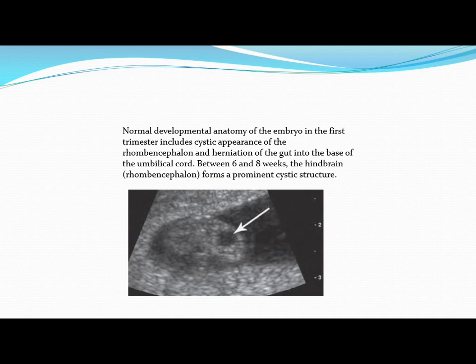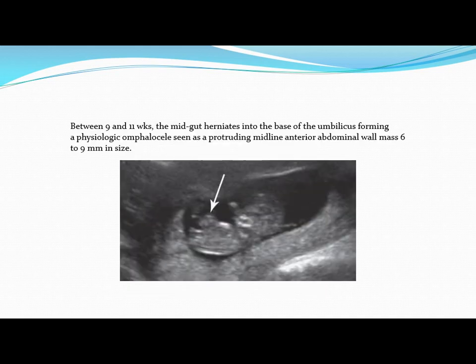Normal developmental anatomy of the embryo in the first trimester includes cystic appearance of the rhombencephalon and herniation of the gut into the base of the umbilical cord. Between 6 and 8 weeks, the hindbrain rhombencephalon forms a prominent cystic structure. Between 9 and 11 weeks, the midgut herniates into the base of the umbilicus, forming a physiologic omphalocele seen as a protruding midline anterior abdominal wall mass 6 to 9 millimeters in size.